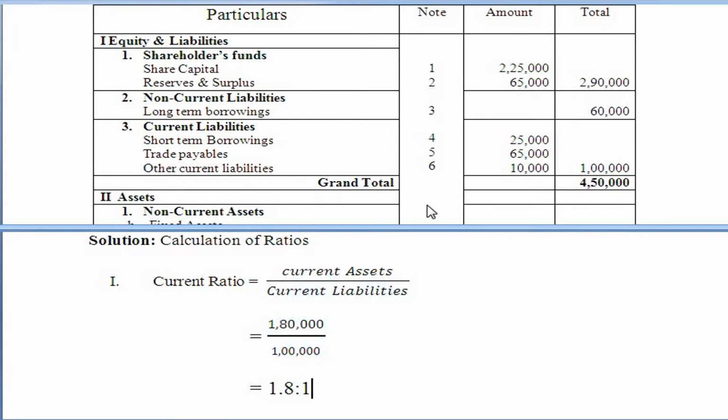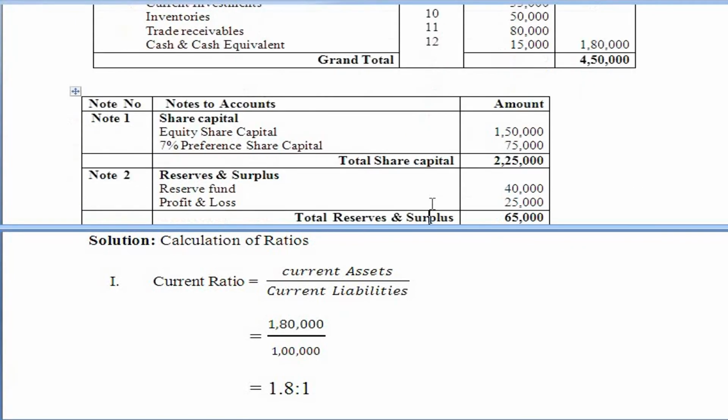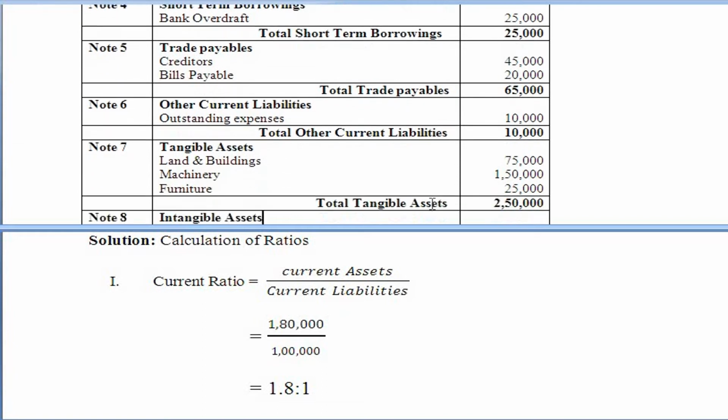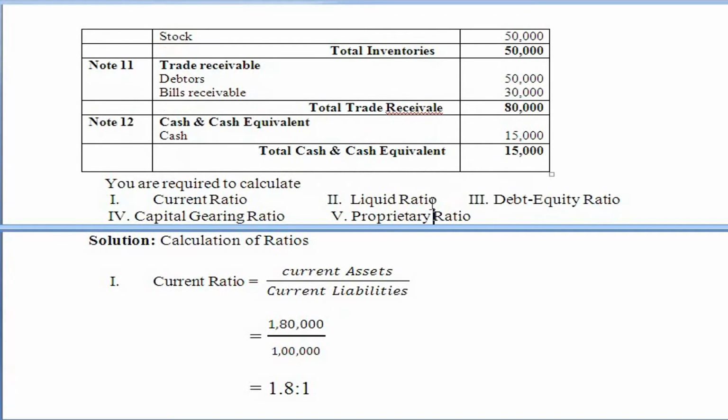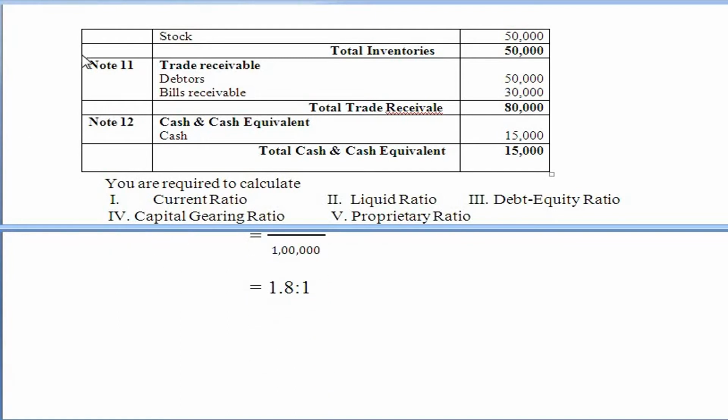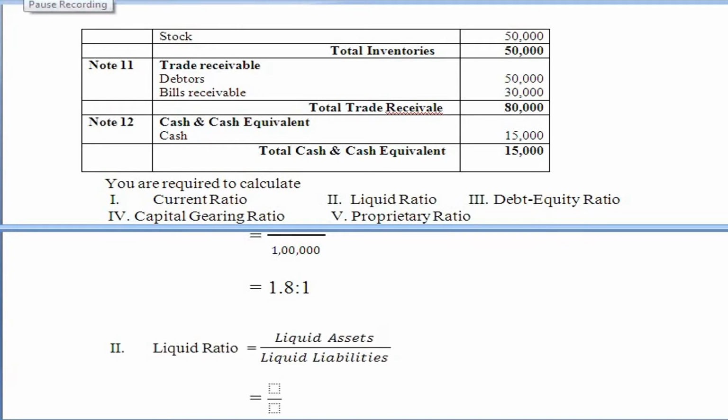Now next one. Check in the question which is the next ratio we need to find out. As I said, this is a combined problem where we will be solving liquidity ratios and solvency ratios. In liquidity, we need to calculate current ratio and liquid ratio. We got the answer of current ratio. Now next one is liquidity ratio. So next line, write here, liquid ratio.